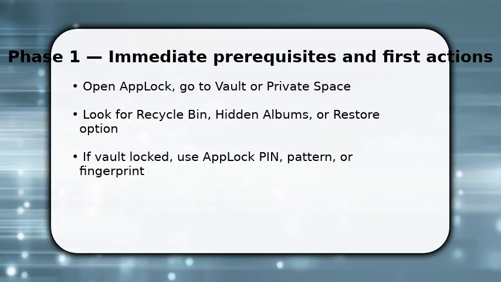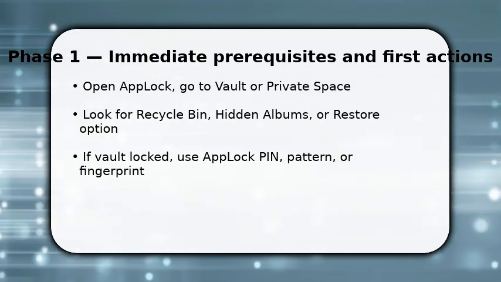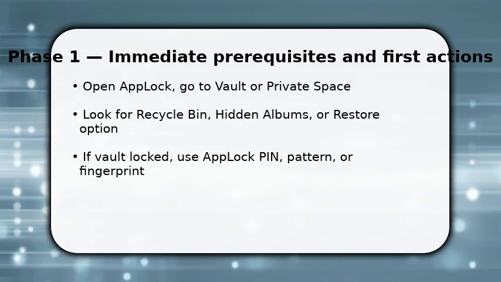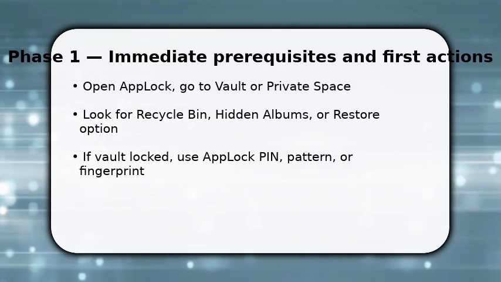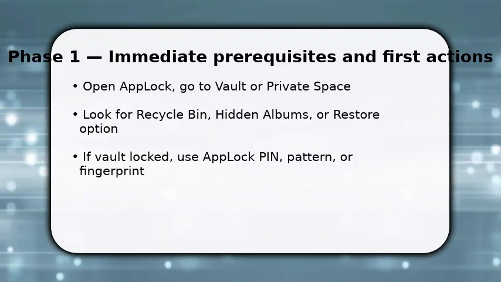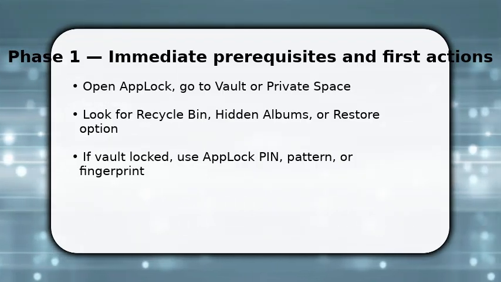Enter your Applock PIN, pattern, or use your fingerprint to unlock access. If you don't see files, make sure to toggle Show Hidden Files inside the vault. This reveals items the app conceals for privacy, and it's the fastest path to recovered photos.